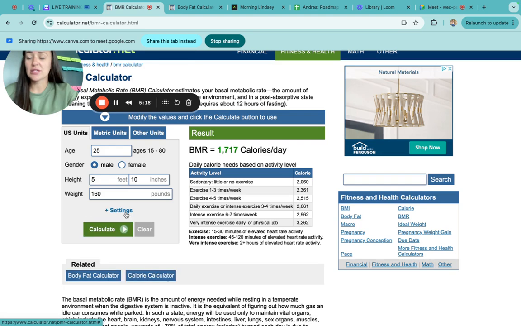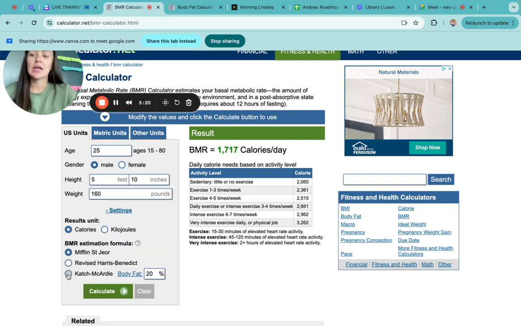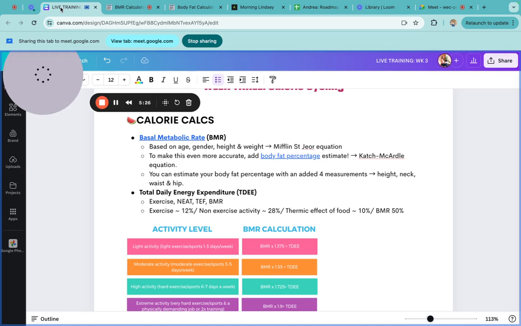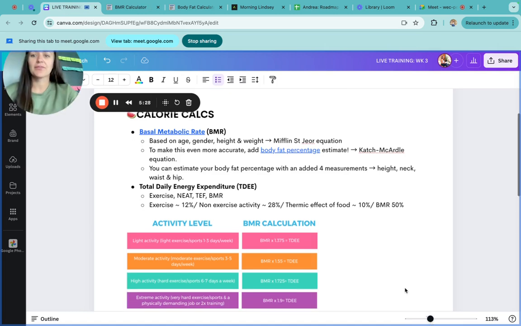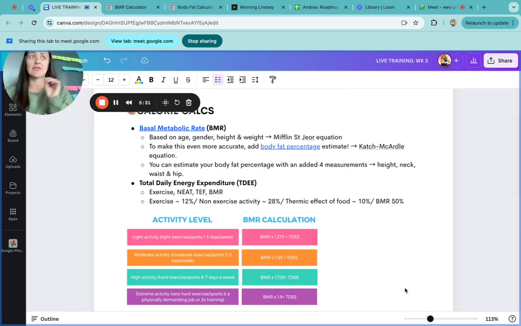So you can go down here. This is in the settings. So you can hit the plus sign, settings. You can hit Katch-McArdle, and you can estimate that body fat percentage from the other calculator. Again, they're all linked in here, so it's nice and easy for you guys. And then that is going to give you a much more specific estimate of your basal metabolic rate, okay? It's going to be a lot closer, again, based on whether you have more muscle tissue or more fat tissue at that body weight, okay?